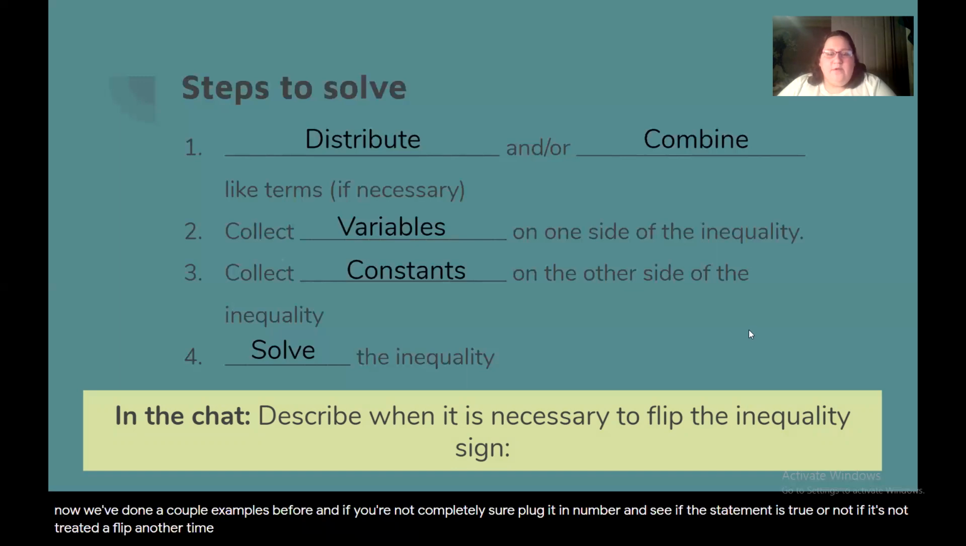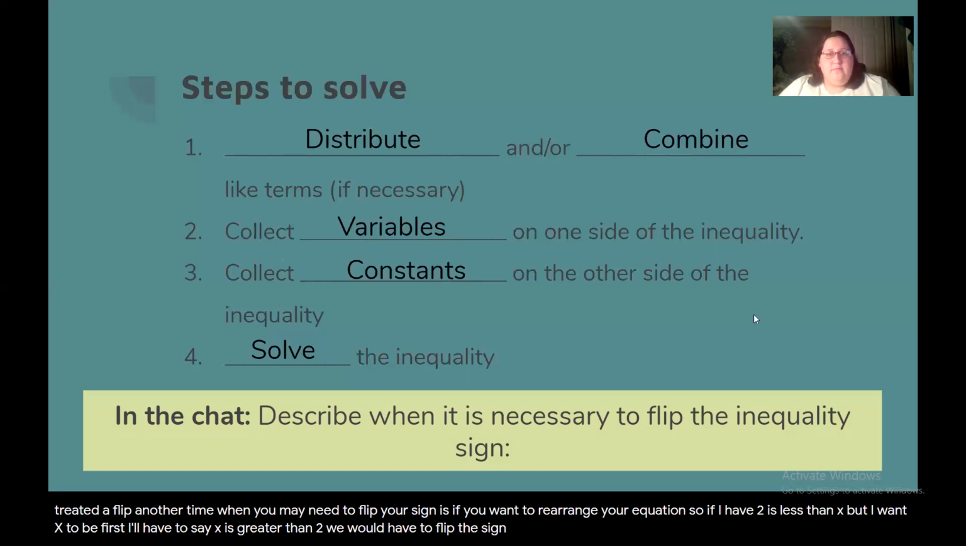Another time when you may need to flip your sign is if you want to rearrange your equation. So if I have 2 is less than x, but I want x to be first, I would have to say x is greater than 2. We would have to flip the sign.